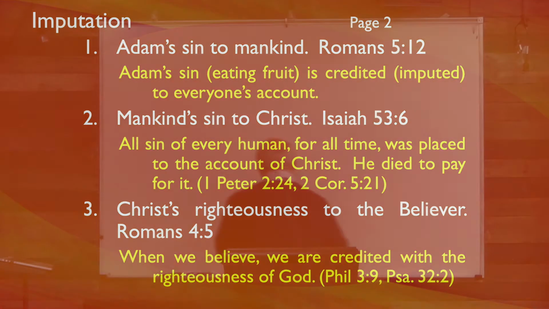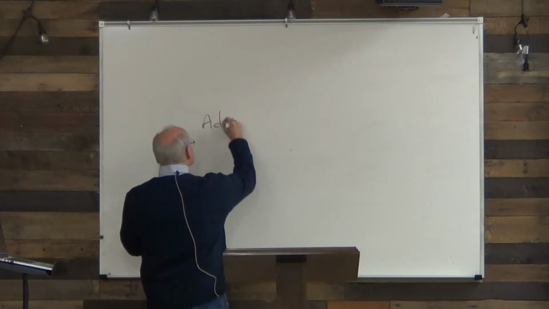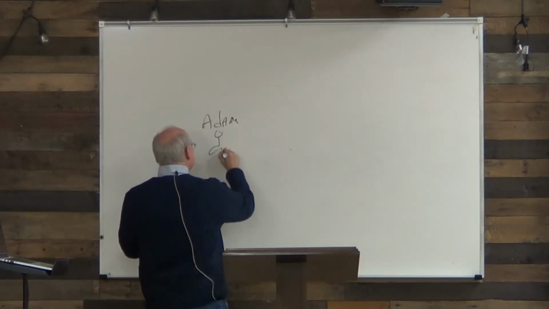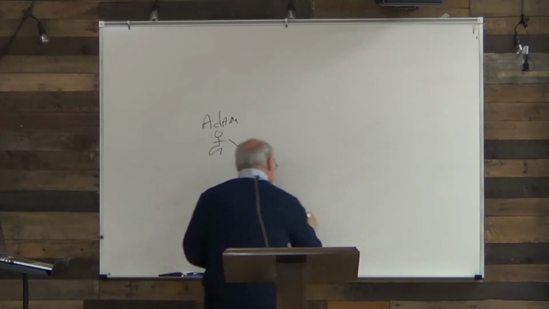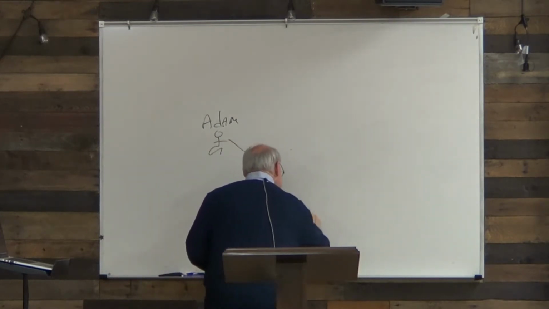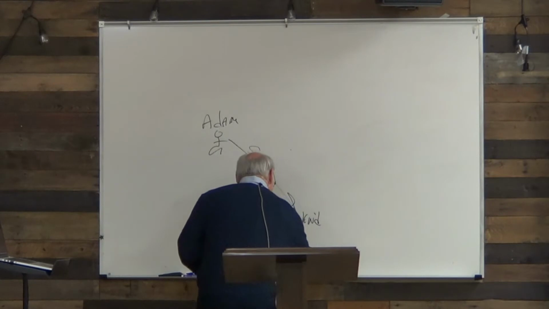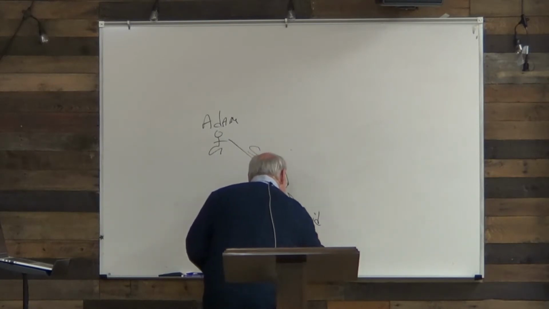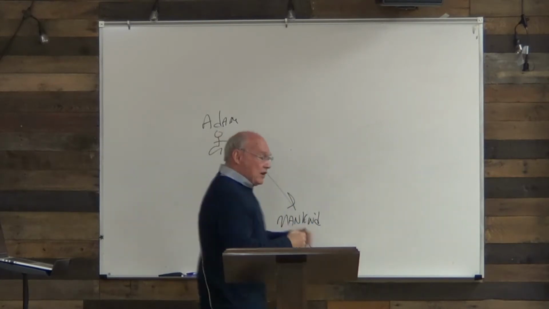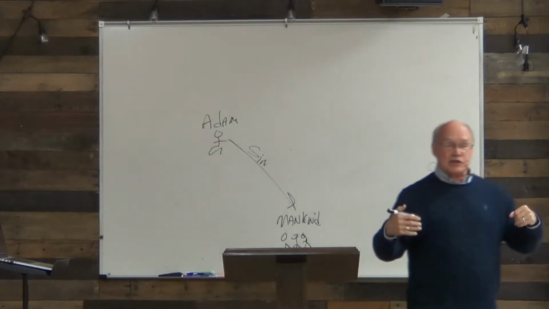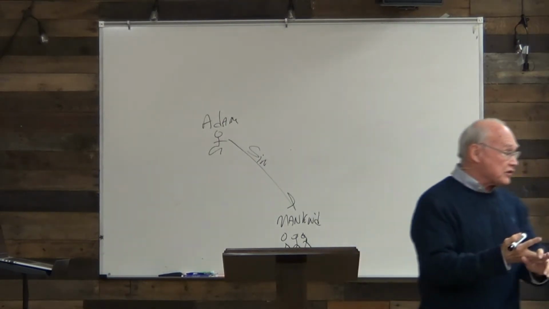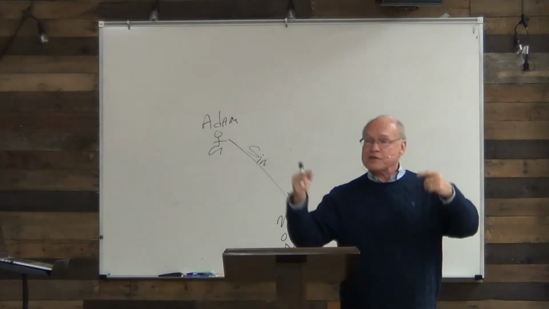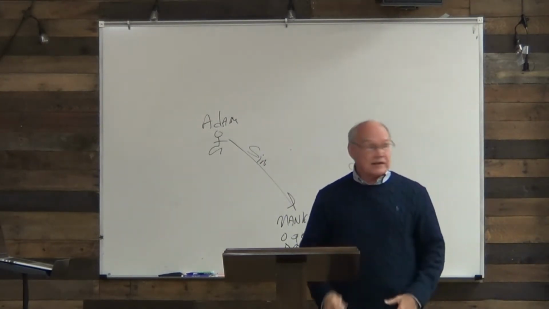So let's put it this way. Here's Adam. His sin is imputed to mankind, to all people. That means technically, remember we said we are sinners in three ways: imputed sin, inherent sin, and personal sin. Imputed sin is Adam's sin credited to our account.